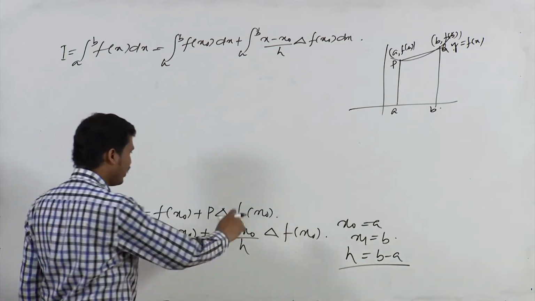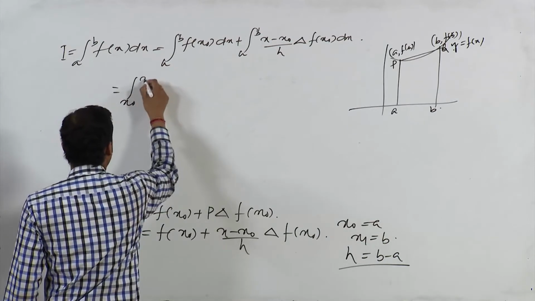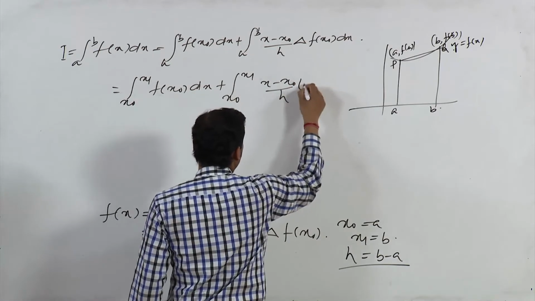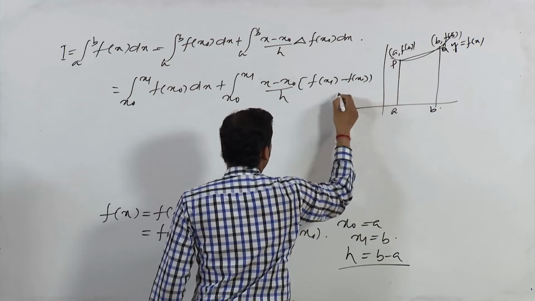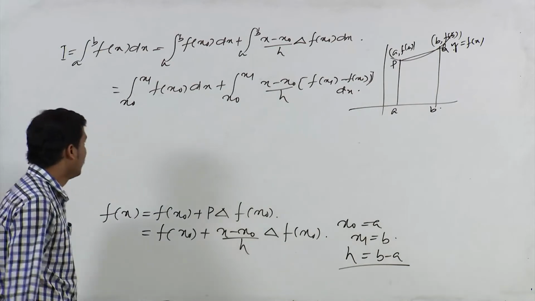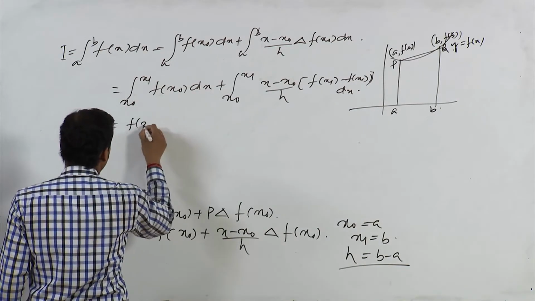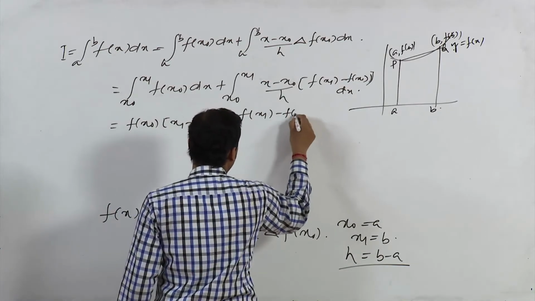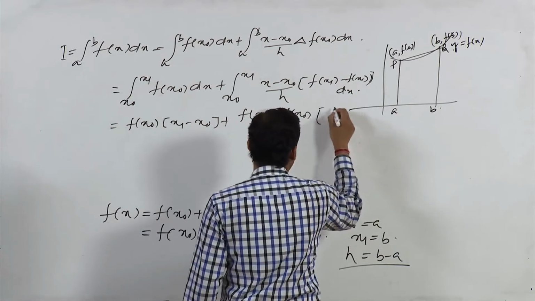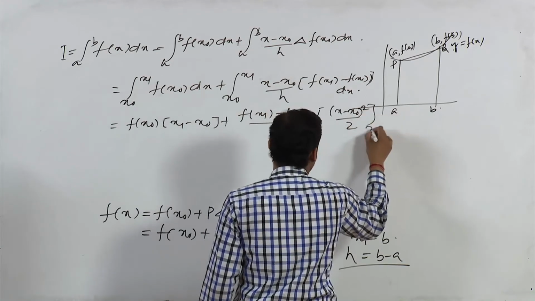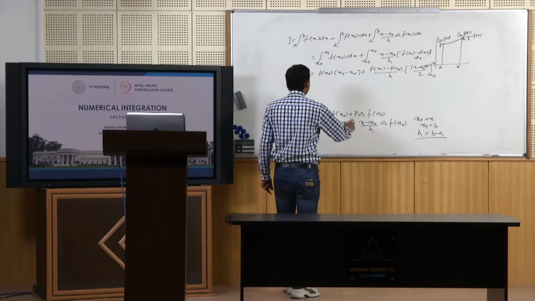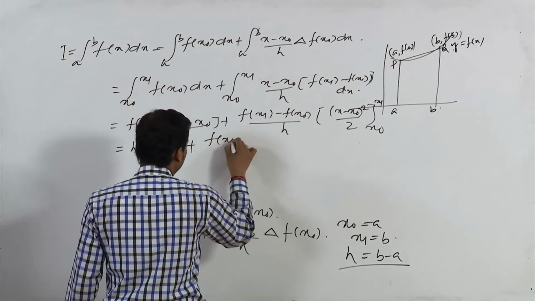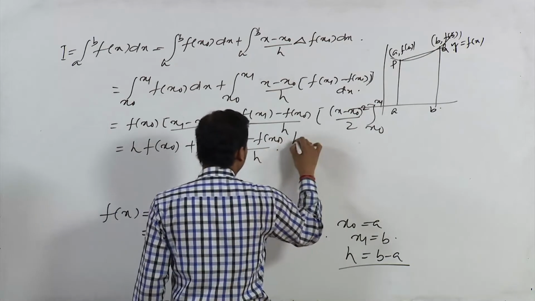If we replace this in terms of x0 and x1, it can be written as the integral from x0 to x1 of f(x0) dx plus the integral from x0 to x1 of ((x − x0)/h)(f(x1) − f(x0)) dx. If we integrate this, we get f(x0)(x1 − x0) plus ((f(x1) − f(x0))/h) times (x − x0)² / 2 from x0 to x1. Putting x1 − x0 = h, this becomes h f(x0) + ((f(x1) − f(x0))/h)(h²/2).